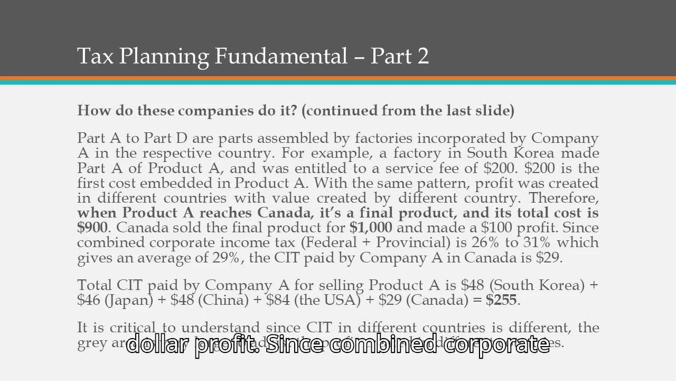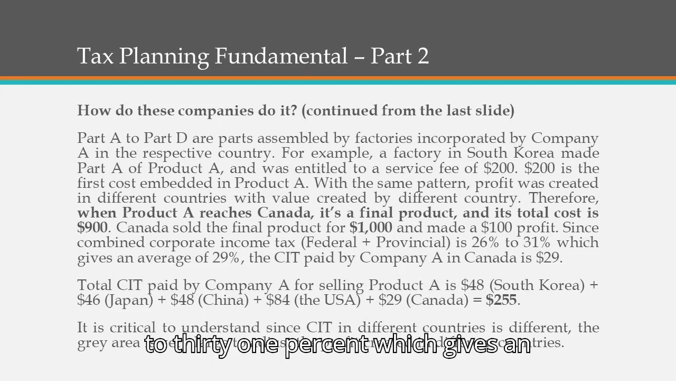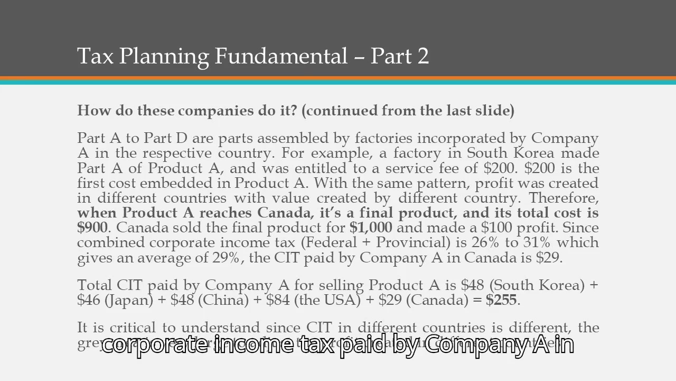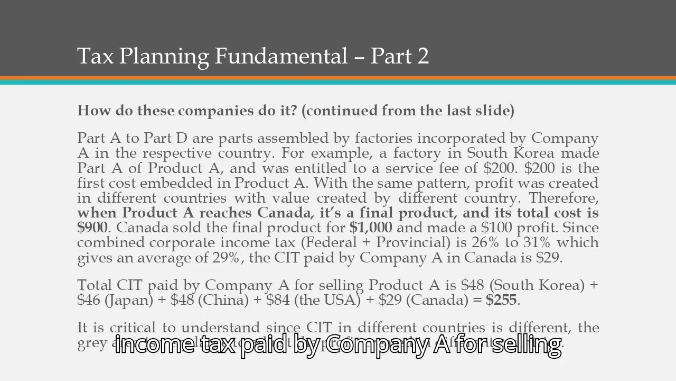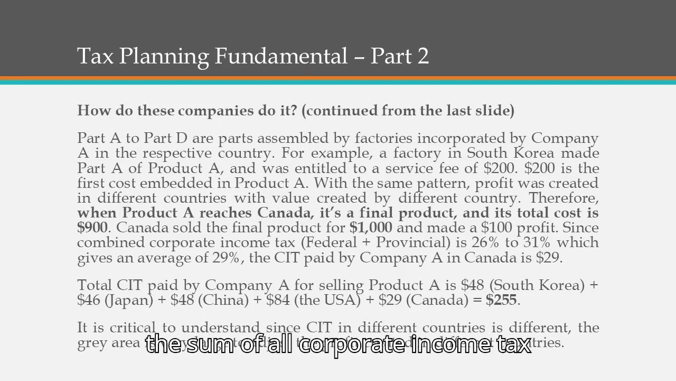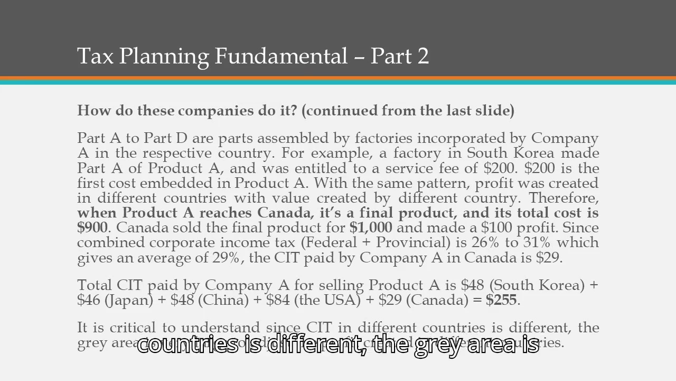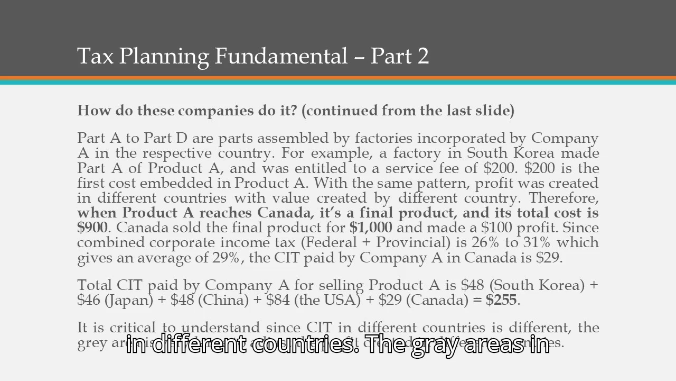Since combined corporate income tax ranges from 26% to 31%, which gives an average of 29%, the corporate income tax paid by Company A in Canada is $29. The total corporate income tax paid by Company A for selling Product A is $255, being the sum of all corporate income tax payable by Company A in different countries. It is critical to understand that since corporate income tax in different countries is different, the gray area is very large to adjust the profit created in different countries.